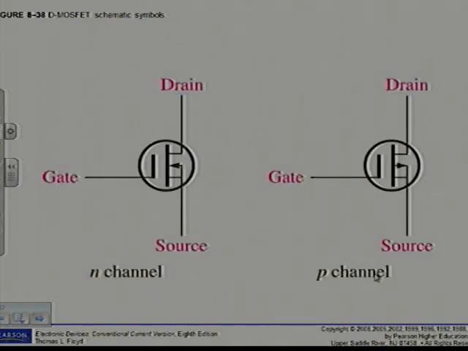Alright, here are the symbols for the D MOSFET. In the case of the N channel, the arrow shows inwards, and here we have a solid line. Not like the case of the E MOSFET where it was broken, because in the E MOSFET we must induce the channel. In the case of the D MOSFET, there exists a channel between the drain and the source. In the case of the P channel, you'll find the arrow shows outwards.